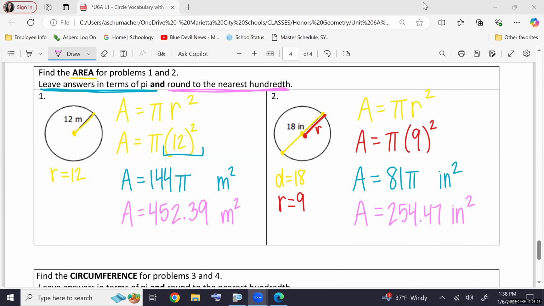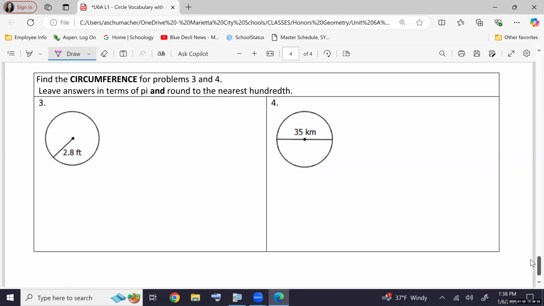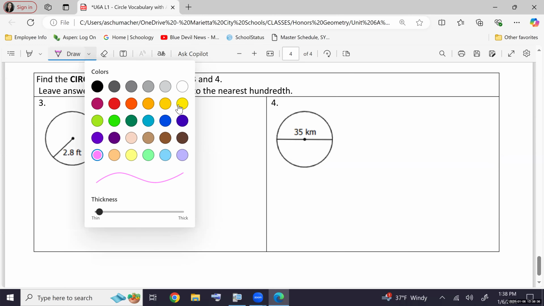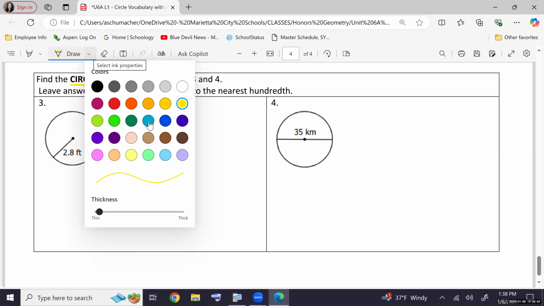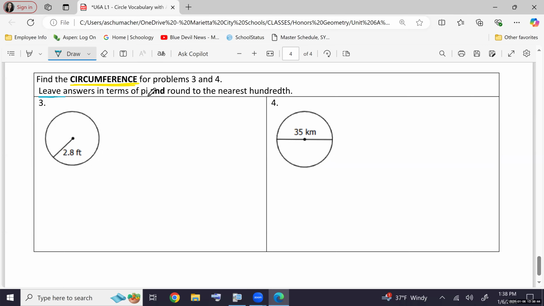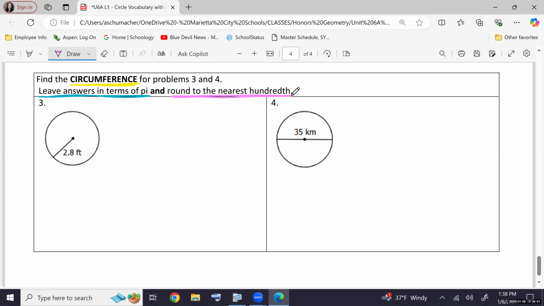But I'm going to go ahead and jump to number 3 and number 4. Number 3 says to find the circumference for 3 and 4. So now we're looking at the circumference. Once again, we are going to find our answers in terms of pi, and we are also going to round to the nearest hundredth. So we are going to find both of them here.